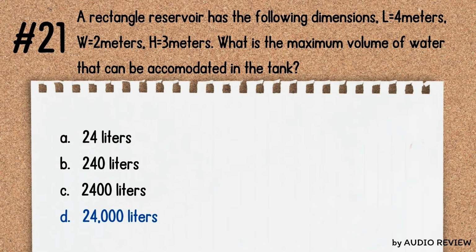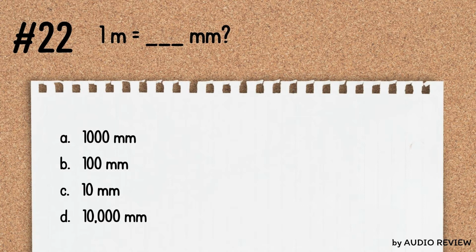Remember that in 1 cubic meter there are 1,000 liters. Since the size of the water tank is given, find its volume and multiply it by 1,000 liters. Hence, 24,000 liters.